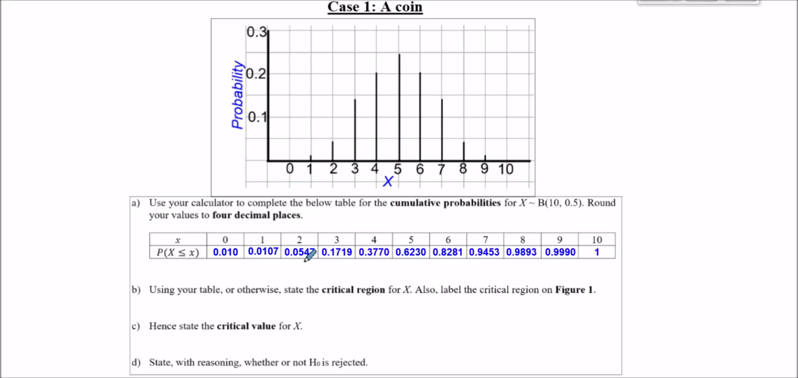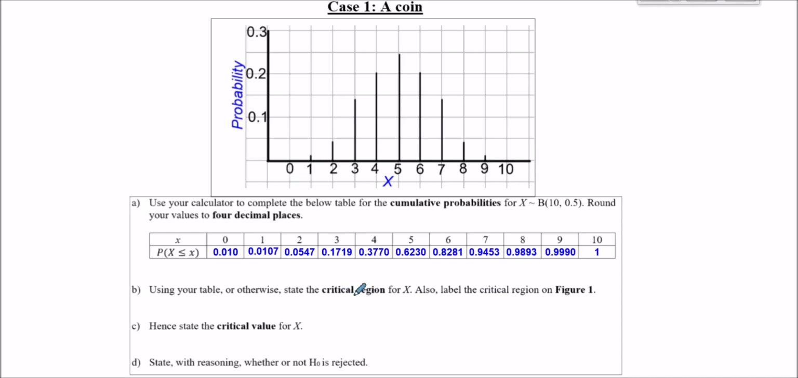And here they are. So the numbers are increasing all the way up until we get to 1, when the probability, obviously, that the number of heads rolled is up to and including 10 includes every single possibility and outcome. That obviously gives you exactly 1. And so what I need to explain now is what's meant by the critical region.